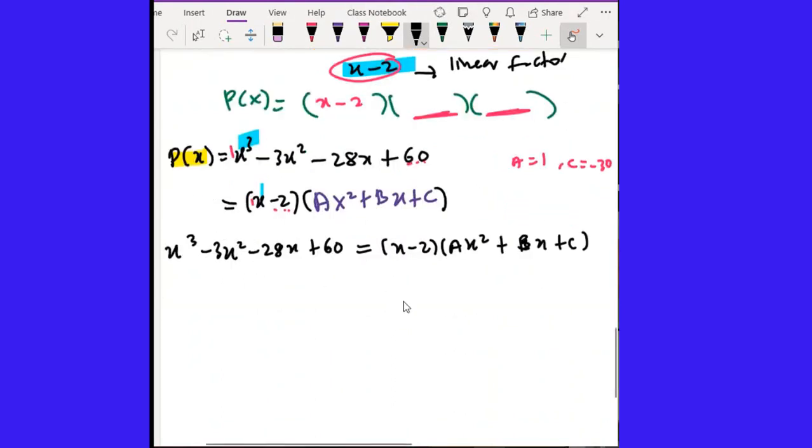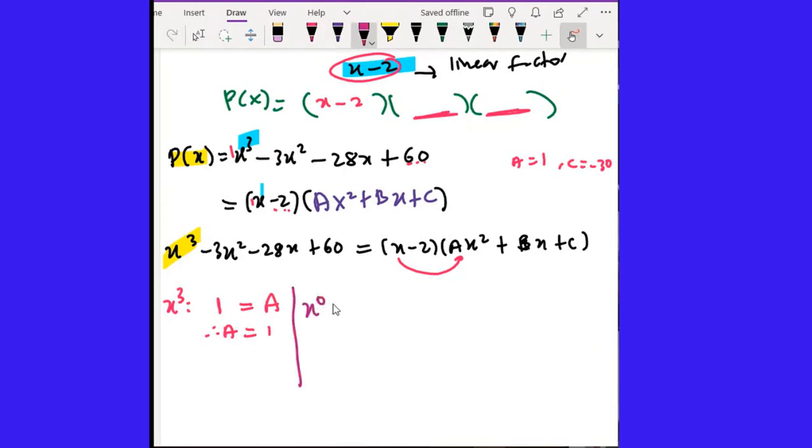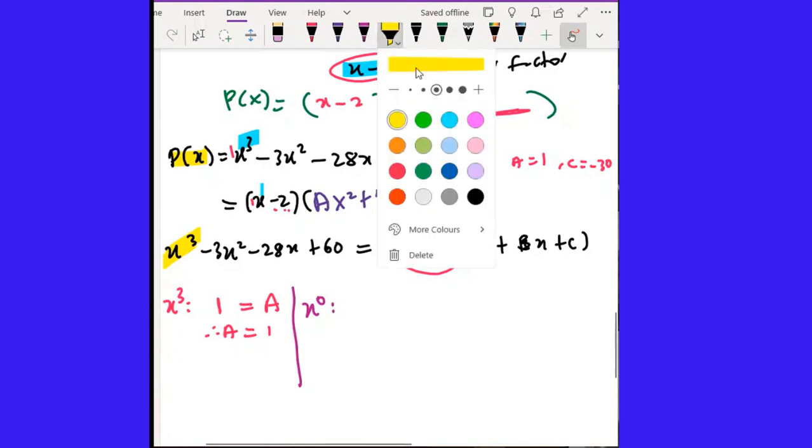Okay. So to compare the coefficient, first thing compare yang paling maksimum, x cube. Kita compare x cube ni. Cari x cube, inilah saja x cube. So on the left hand side 1, coefficient dia 1. On the right hand side a. So a is equal to 1. Okay, first thing.